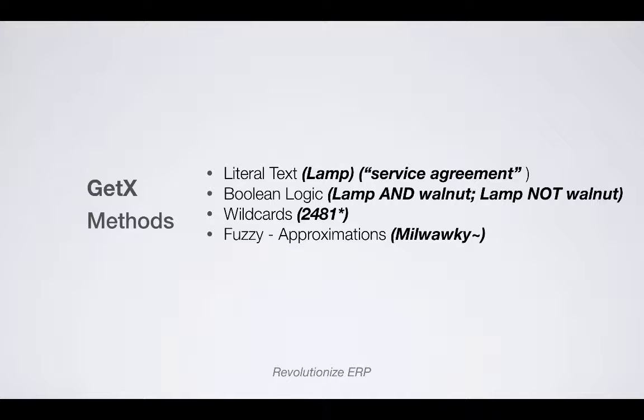Other things we can do is approximation. I'm not finding the data that I'm looking for, right? Maybe I made a mistake in spelling it. Maybe the user didn't put the information in, or maybe I'm not familiar with the term, whatever the case might be. So if I'm looking for something from Milwaukee and I don't know how to spell Milwaukee, I can type in about what I think it is and put that little tilde at the end, and it's still going to return results to me that are as close to my spelling of Milwaukee as possible.